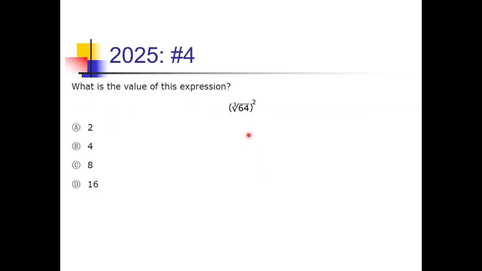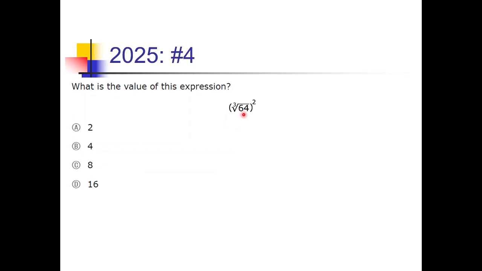On this problem, they want to know the value of the cube root of 64 squared. Now, you're actually allowed to do these in any order that you want. You could square first and then cube root, or cube root and then square. But since this is the no calculator part of the MCAS, I'm thinking it would be easier to find the cube root first and then square it.